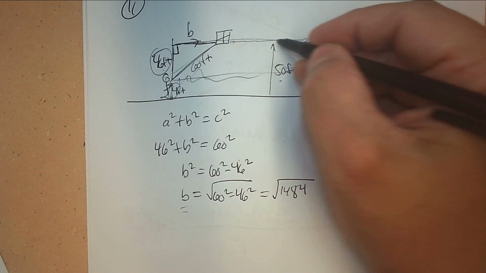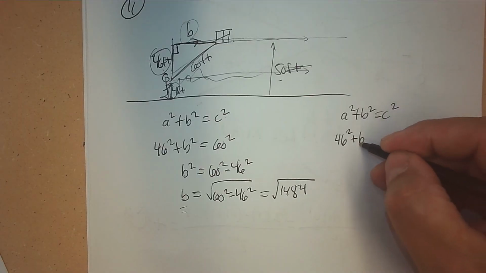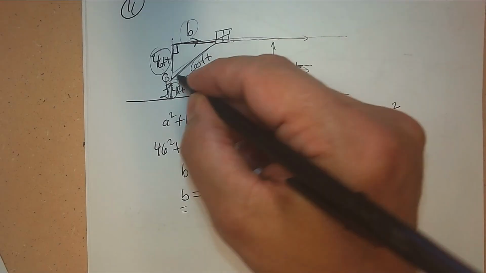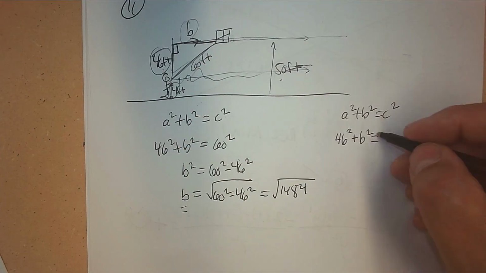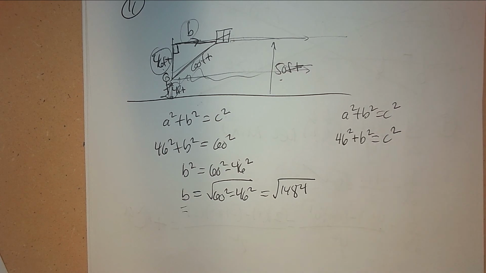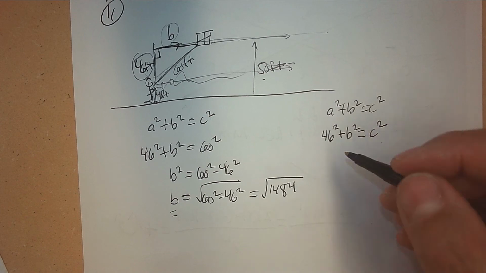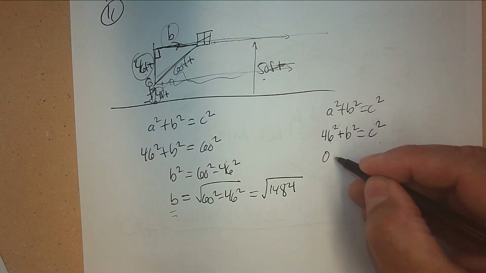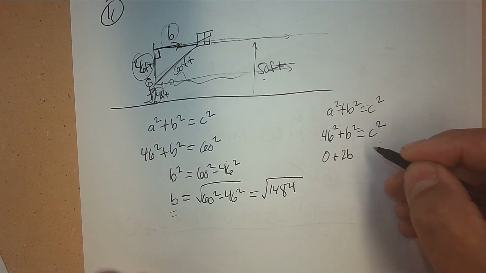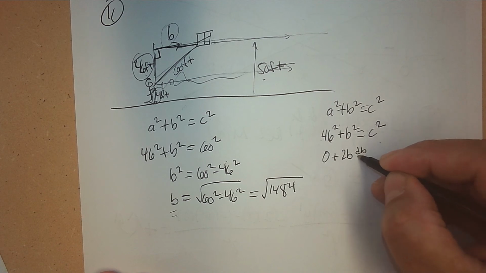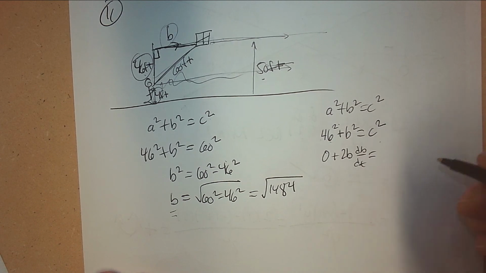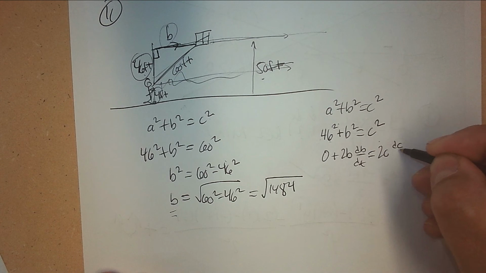So as the kite moves, b is going to get bigger. And then c, the string as it lets out, is also going to get larger. So c needs to stay in the equation. So I'm going to take the derivative of this with respect to time. The derivative of 46 squared is 0. The derivative of b squared is 2b, and then db by dt. And then c squared is 2c dc by dt.